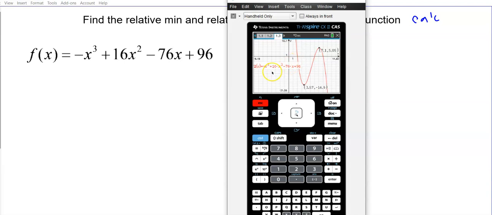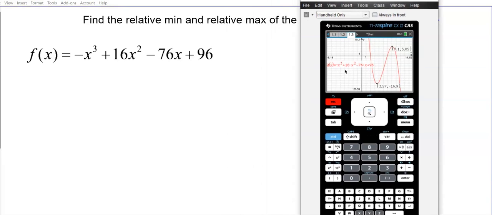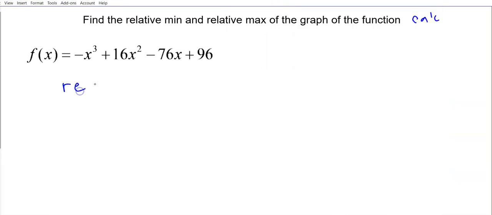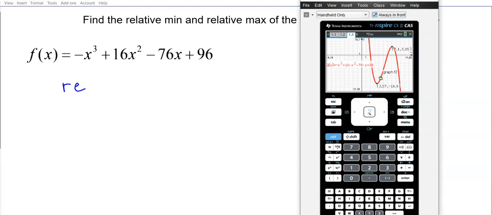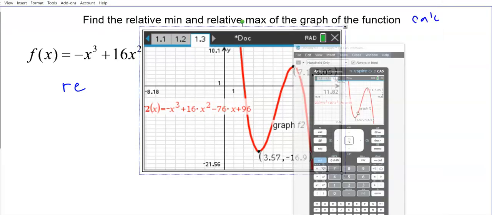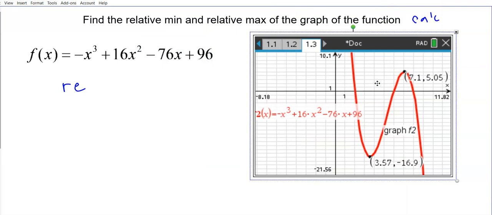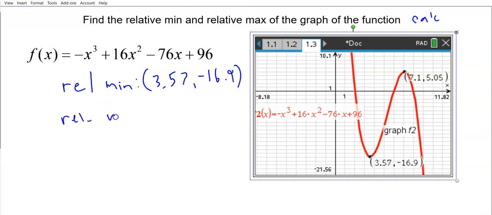Okay, so find the relative min and max. The relative min, because they're asking you for the value, would just be the ordered pair 3.57, negative 16.9. And the relative max, the highest in that area, is 7.1, 5.05.